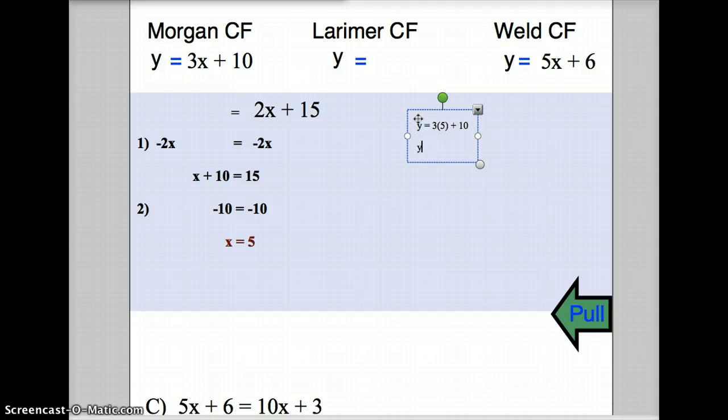So y equals 15 plus 10, or y equals 25. But I'm going to check this by plugging into the second equation. Remember, the second equation was right there.